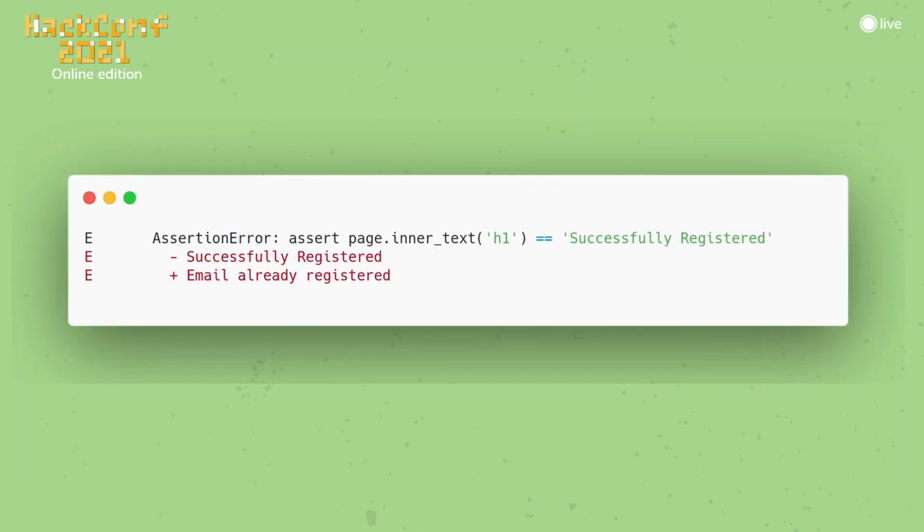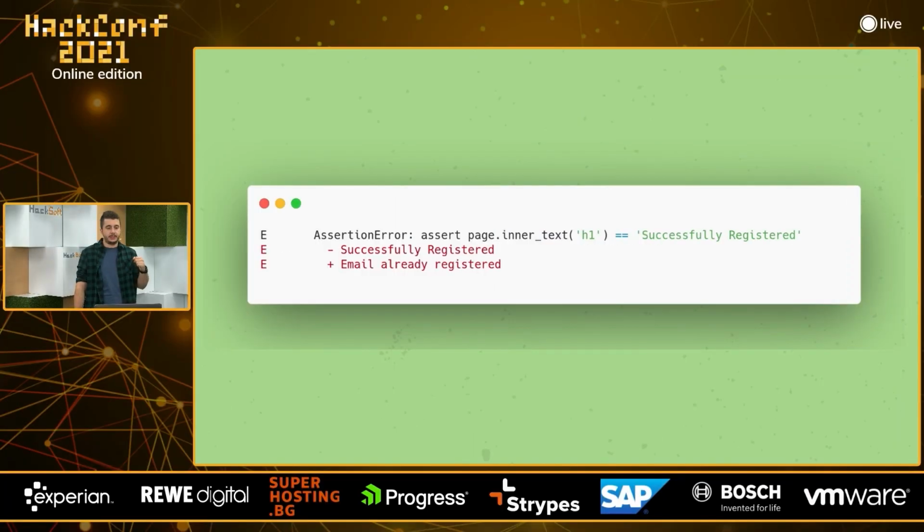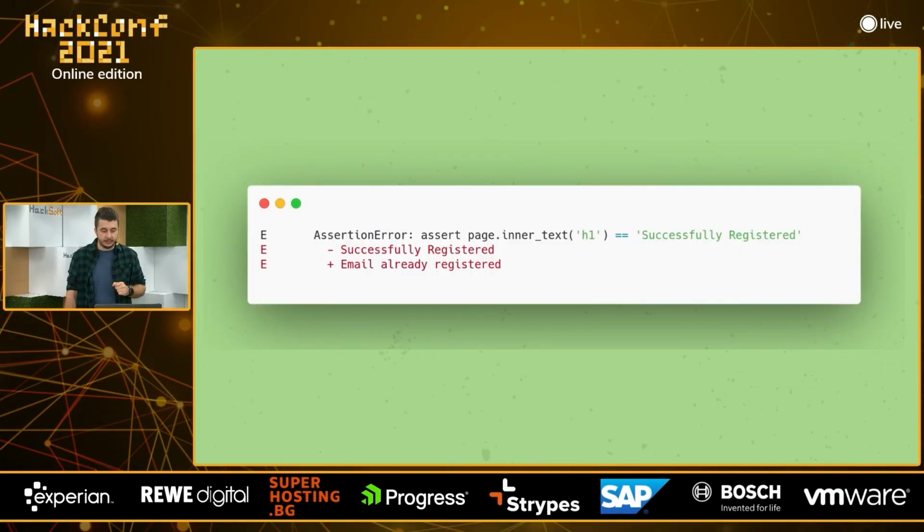And then I decided to run it again, and it failed. And it failed because a user with this email is already registered. So the first time when you run the test, it works, but the second time it doesn't work because this email is already taken. And it was kind of disappointing, of course.